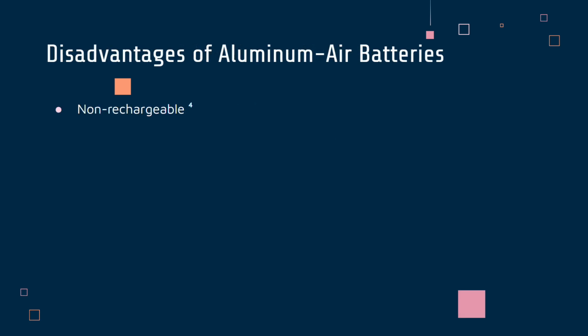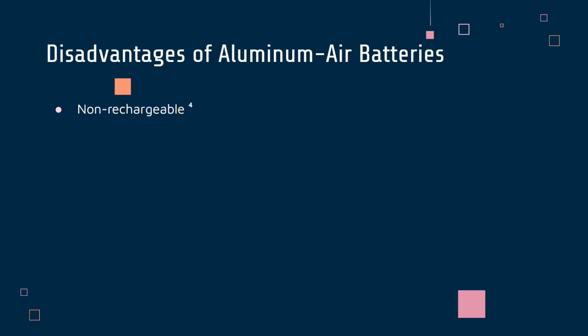Disadvantages. Aluminum air batteries are non-rechargeable, which are also known as primary cells. Once the battery is out of power, the aluminum electrode must be replaced. Therefore, if this technology was to be made commercially available, then a station for battery replacements must be readily available. This would be equivalent to gas stations we have now.